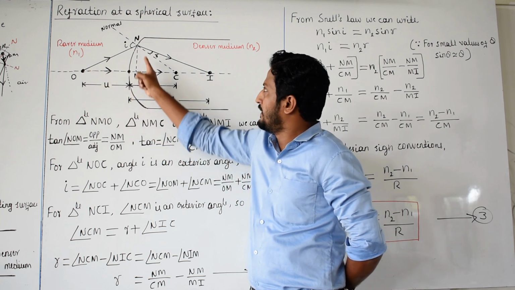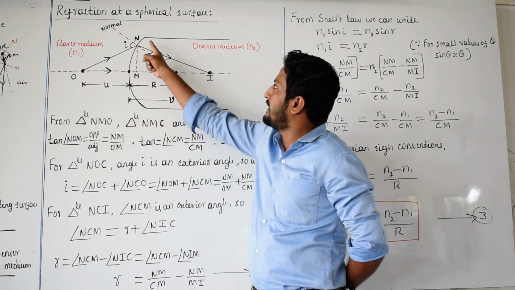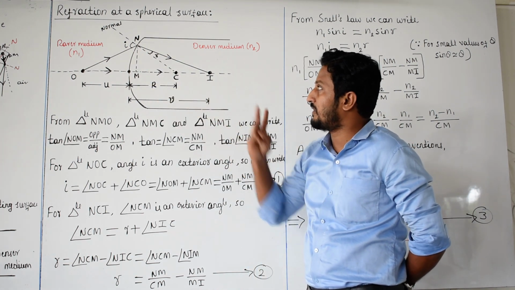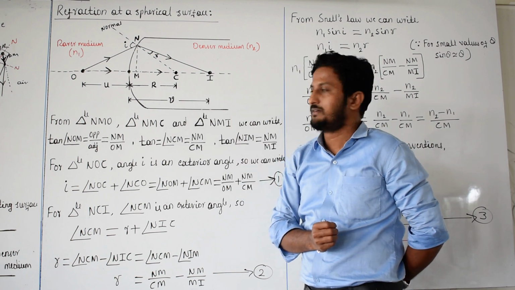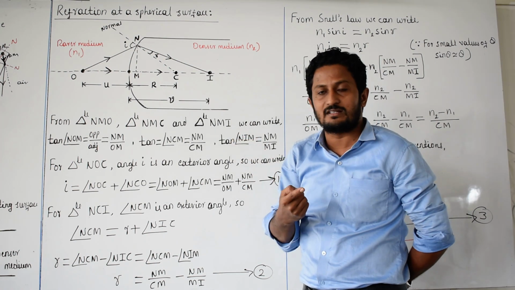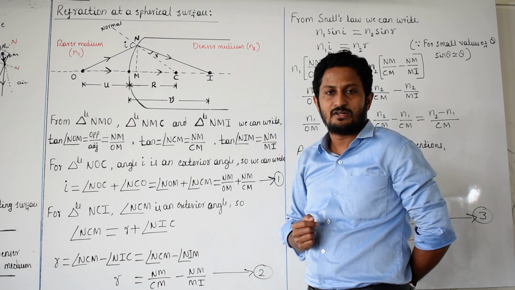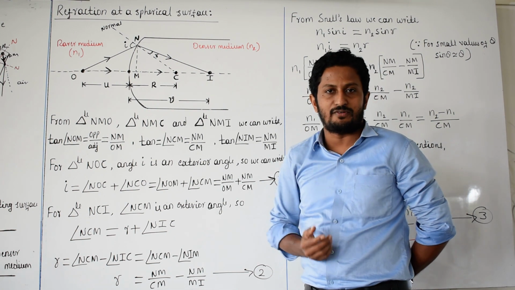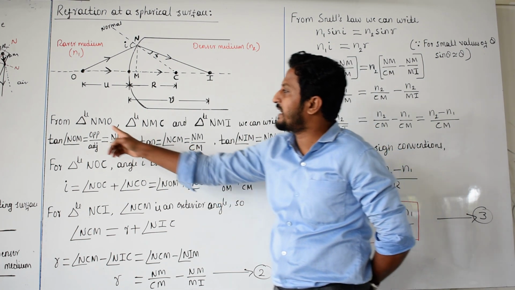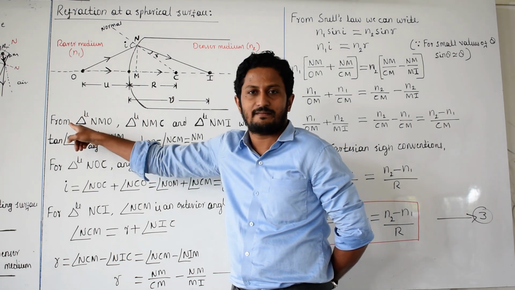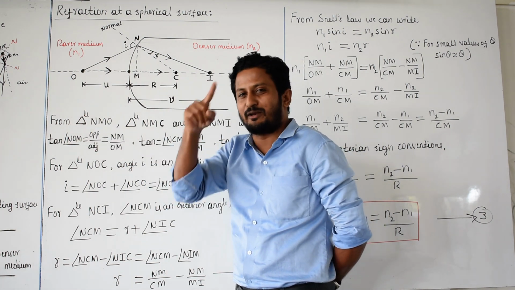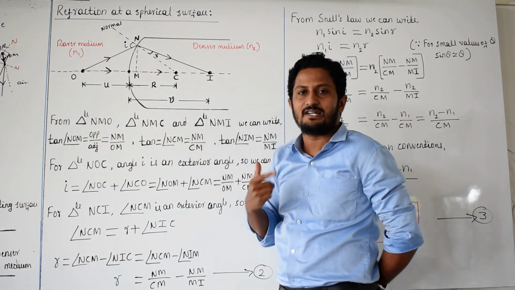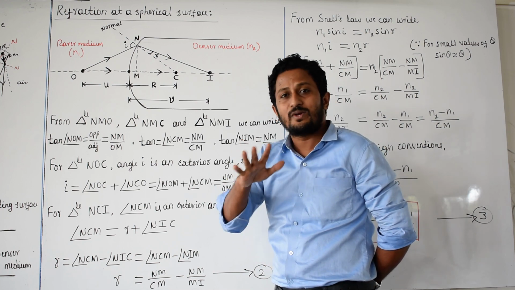NOM, NMC, NMR. These three triangles. From these three, all of them are right angle triangles. From those three right angle triangles, we can write. To the right angle triangle only we can apply trigonometric functions. Here you can change that symbol; I have written the triangle symbol, but you can make it a right angle triangle symbol. From these three right angle triangles, we can write.